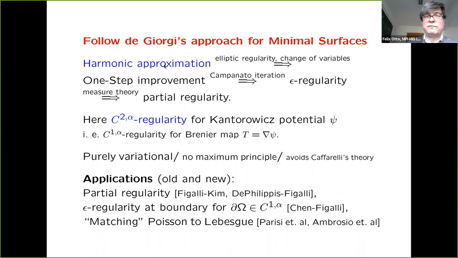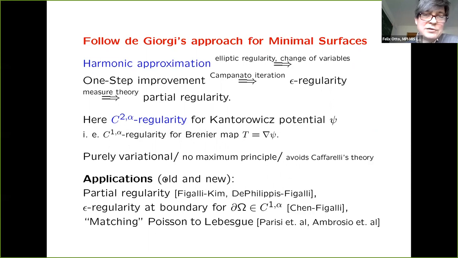So the main message of what I'm going to talk about today is that this general approach, and in particular the first step, translates from the famous theory of minimal surfaces to the regularity theory for the Monge-Ampère equation. What will come out is a certain type of Schauder theory for the potential of the solution of the Monge-Ampère equation, which is the potential in optimal transportation. I'll explain that in a second. Again, the main message is that we can have a purely variational approach, which uses just elements from the calculus of variations and will never appeal to the maximum principle. In that sense, we avoid Caffarelli's famous theory, which I will mention a bit more in a second.